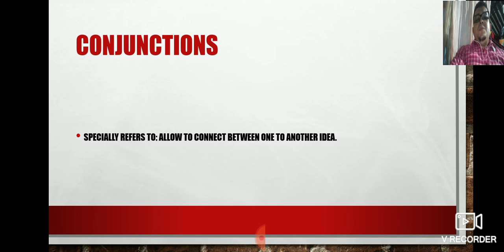Conjunctions especially refer to connecting one idea to another, like and, also, but. And we have other conjunctions that we might use in a sentence. So these conjunctions help us, as you see on your screen, to connect one idea to another idea and give us a specific order in a sentence.